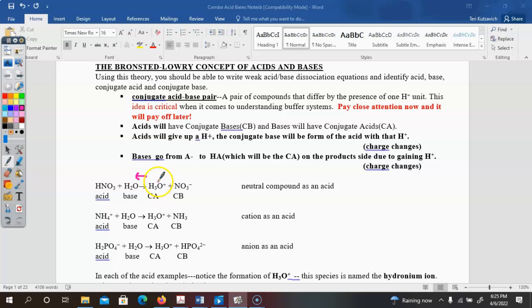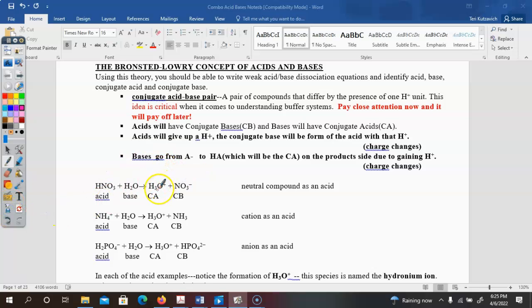What is this H3O doing? It's going from H3O to H2O if you're going backwards. So it's losing a proton, so that's conjugate acid. And the NO3 is becoming HNO3, so it's gaining a proton. So it's acting like the base. The left side you'll have your acid base. The right side you'll have your conjugate acid, conjugate base.